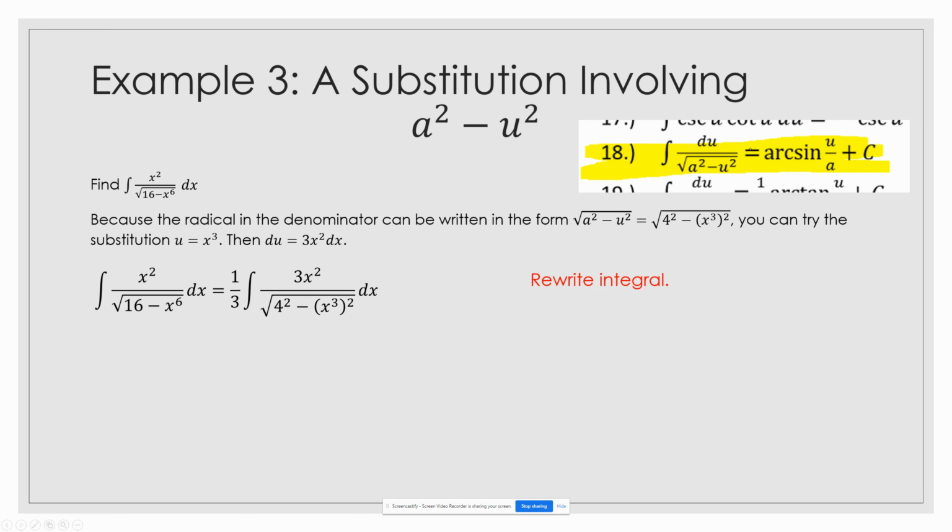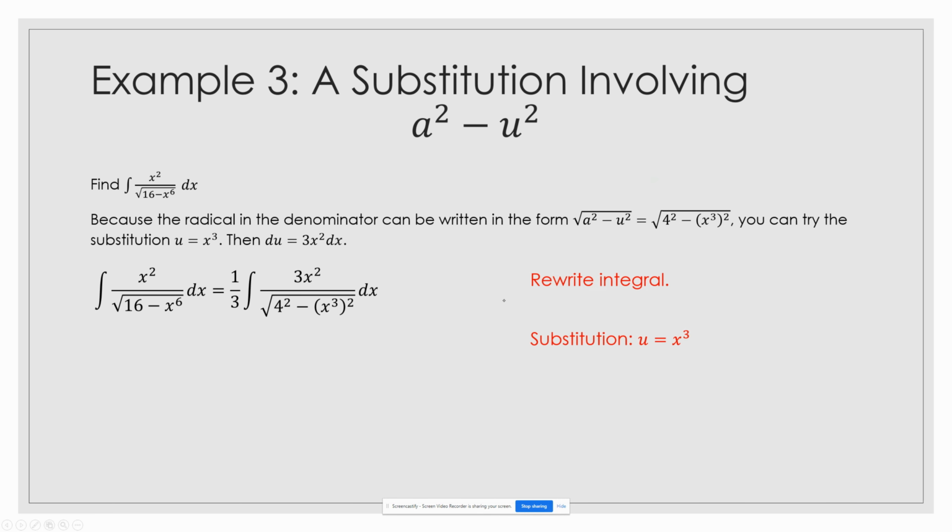So Rule 18 is our arc sine rule. And now taking the integral of this, finding the antiderivative, is really simple because we have du in our numerator, and we have the square root of a squared minus u squared in our denominator. And so really, it's going to be 1/3 times arc sine of x cubed over 4 plus c.